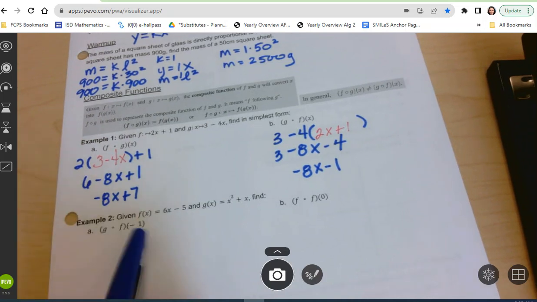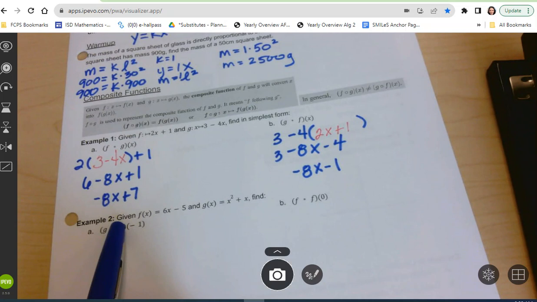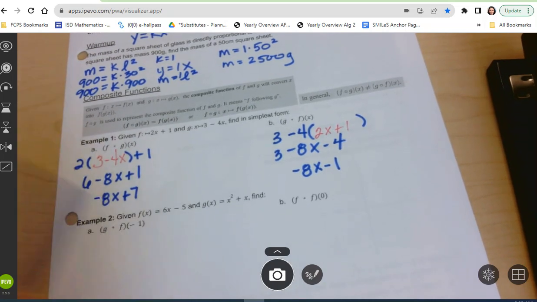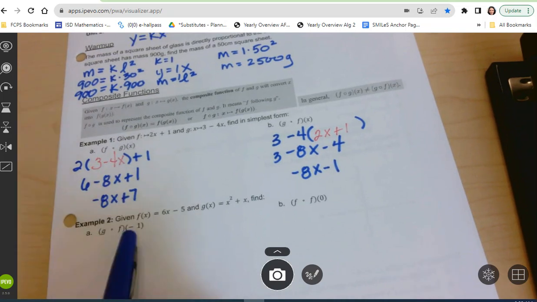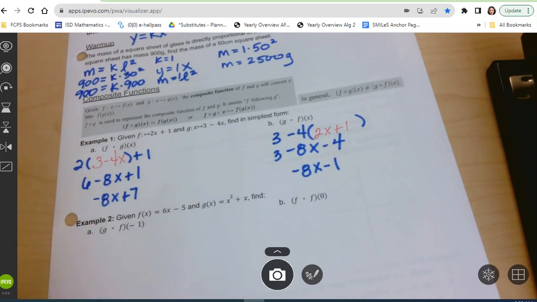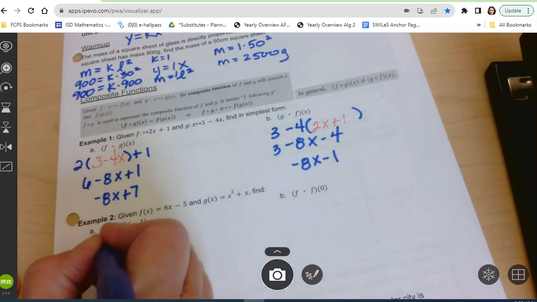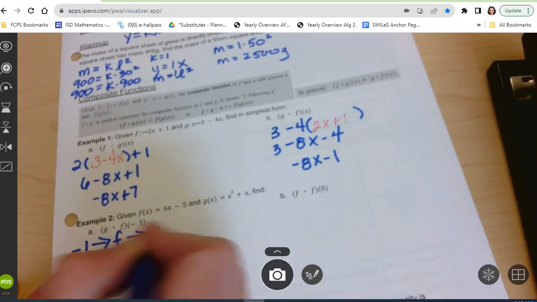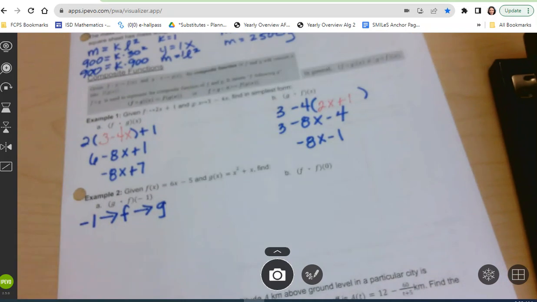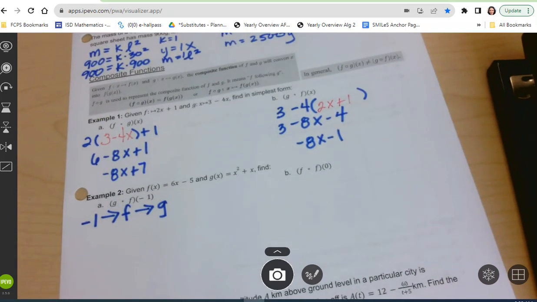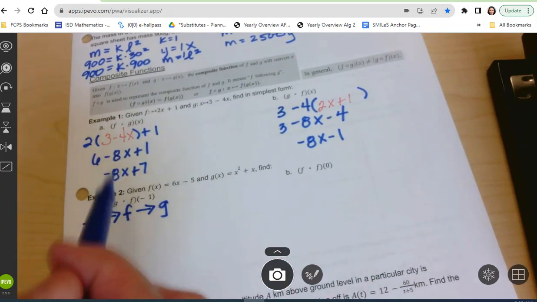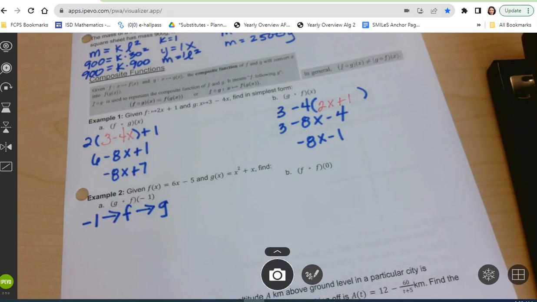What you could also do is you put negative 1 into the inside function, and then you put that answer into the outside function. Okay? So negative 1 into f. So negative 1 goes into function f, and then that answer goes into function g. That's what I'm going to show you. But if you don't like that, if you're like, Ms. Burrell, that's just some made up stuff, what you can do instead is just do your composite function like we did here, and then substitute negative 1 into the composite function.